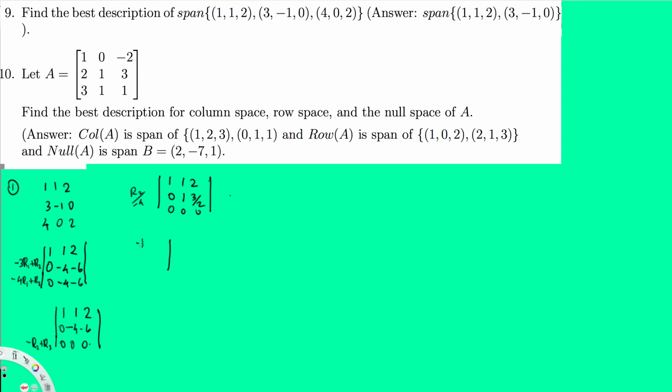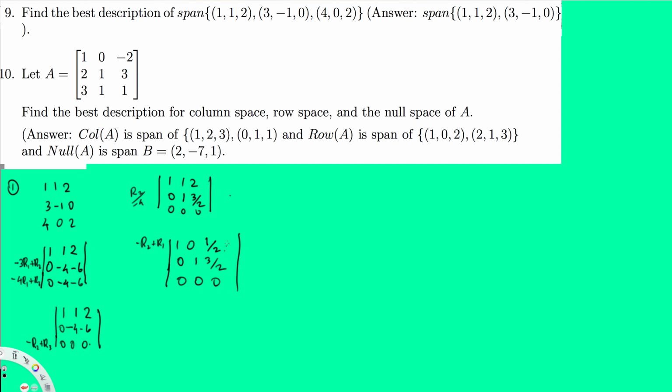So if I do that, I will get -R2 plus R1, which is going to give us 1 0, and then 2 minus 3/2, where 2 can be written as 4/2. So 4/2 minus 3/2 is going to become 1/2. The second row is 0 1 3/2, and the third row remains 0 0 0. Now we have fully solved this matrix into Gauss-Jordan form.